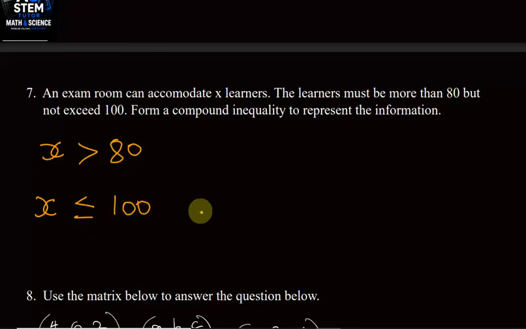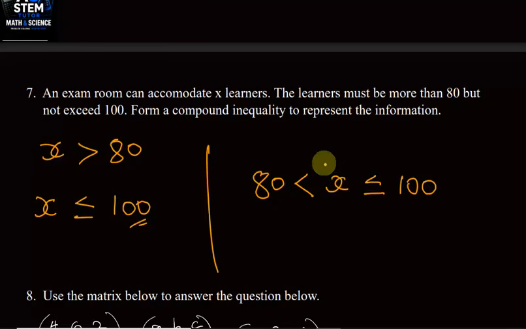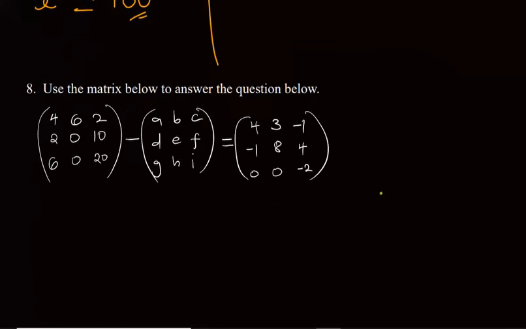Now we want to form a compound inequality. Check on how I'm doing it. I put x at the center, the bigger value in front. You can see the bigger value is here with 100. So its inequality is x less than or equal to 100. Then on the other side, I'm just going to interchange the inequality where we have 80. It will be that way, then 80. This is our answer now. This is the compound inequality. Next question.